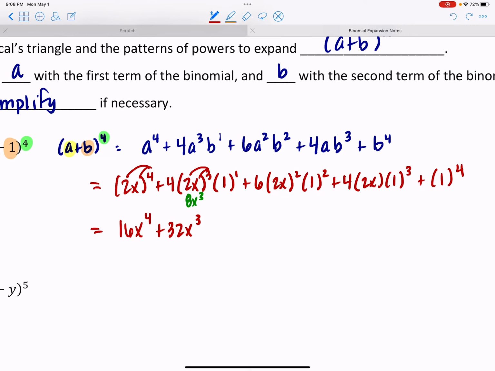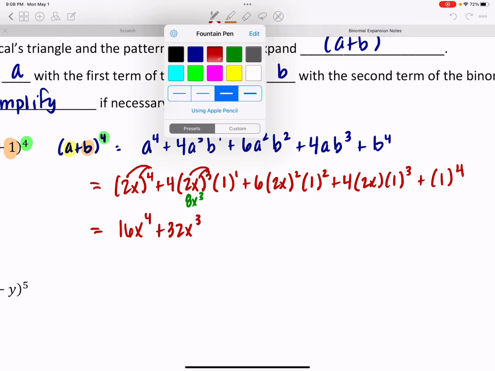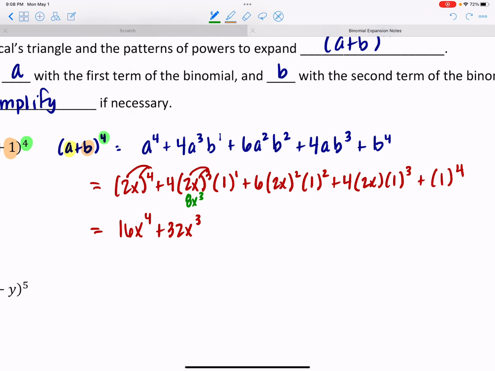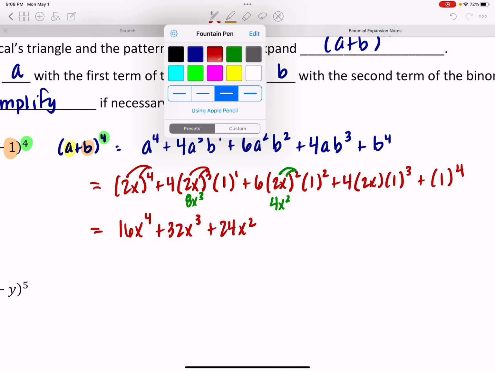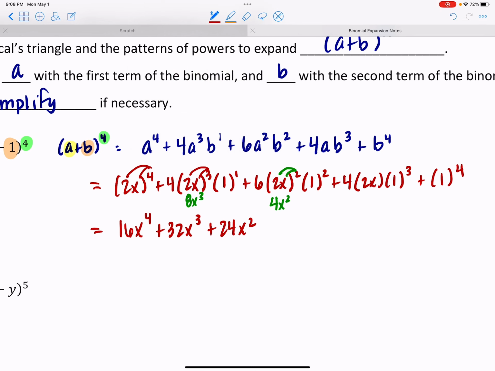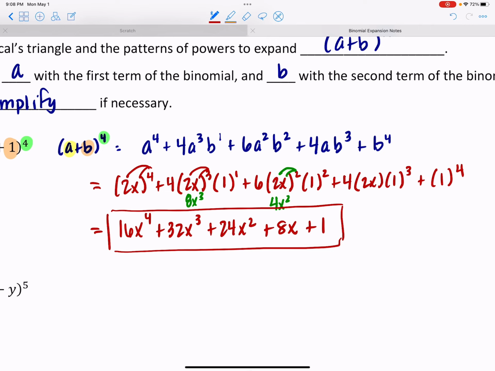And then 2x squared is going to give us 4x squared, and then it has to be multiplied by 6, so I'm going to get a 24x squared here. And then in the next one, 4 times 2x times 1, that's just going to be 8x. And in the last one, 1 to the fourth is just going to be 1. And so if I actually multiplied out 2x plus 1 by itself 4 times, this is the result. And to me, that is faster than actually having to do that multiplication.